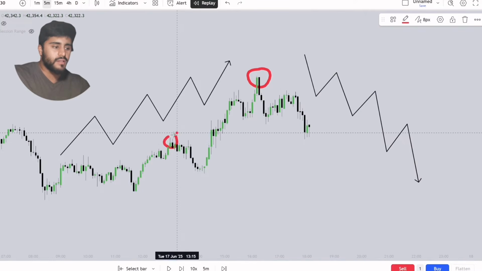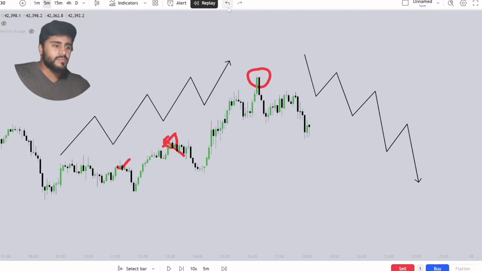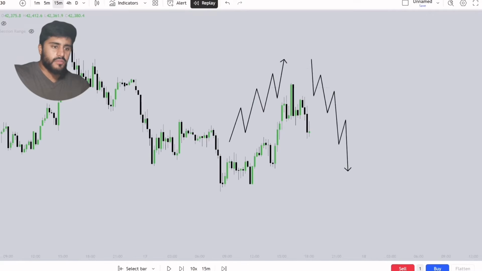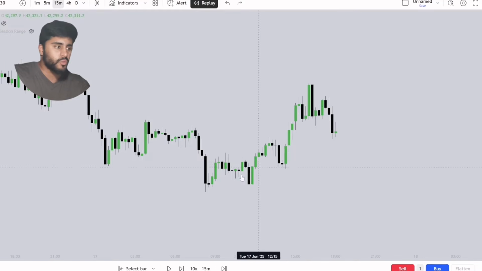Why not here? Why not here? What gives you a trend reversal? A lot of this comes down to understanding the price action around the trend. This is the Dow Jones on the 5-minute time frame. I'm just going to go to the 15-minute time frame as well. What we can see over here is a trend reversal. We were definitely bullish, then we switched to bearish.